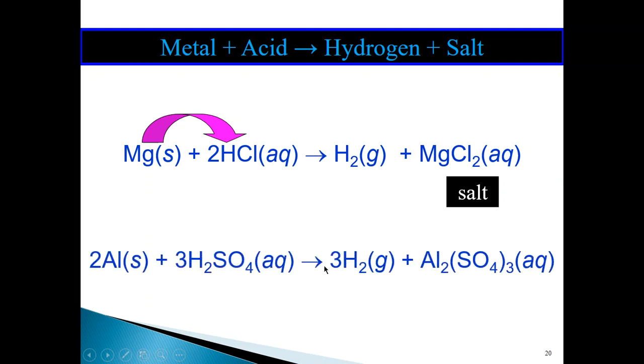Okay, here's another example. In this case, the reaction is between the metal aluminum reacting with sulfuric acid to form hydrogen and aluminum sulfate. Again, what is happening here is that the metal is displacing the hydrogen from the acid, and you end up with your products being formed. Again, the aluminum sulfate will be the salt in this reaction.